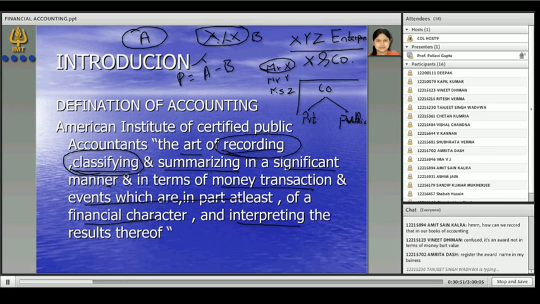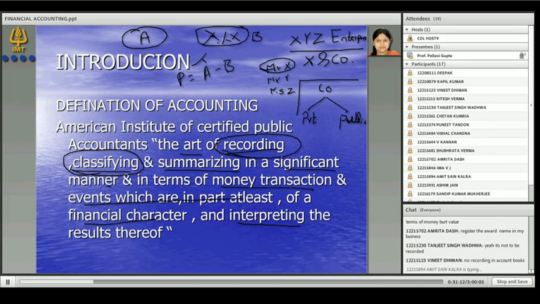Yes, you got only a trophy. What is this, Amrita? I really don't understand what you were saying. Register the award name in my business? Doesn't make any meaning to me. It should not be recorded in the books of accounts.